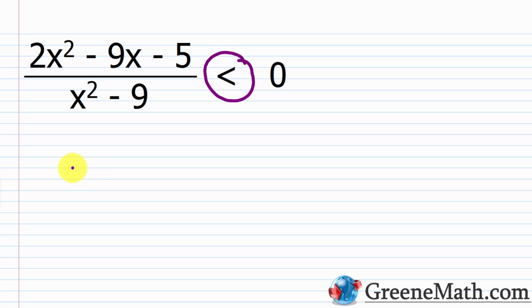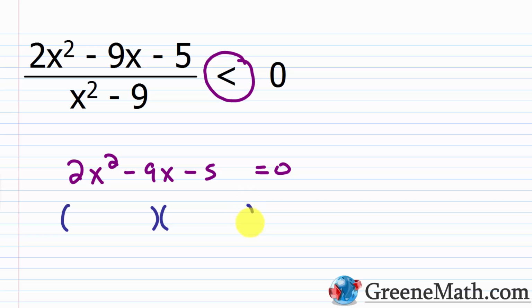So for the numerator, I've got my 2x squared minus my 9x minus 5 is equal 0. This is pretty easy to solve using factoring. You can also use the quadratic formula. Whatever's easiest for you is what you should do. For me, I can just factor this pretty quickly. And the reason I say that is because this guy's a prime number. So I know I can kind of get through this really fast.